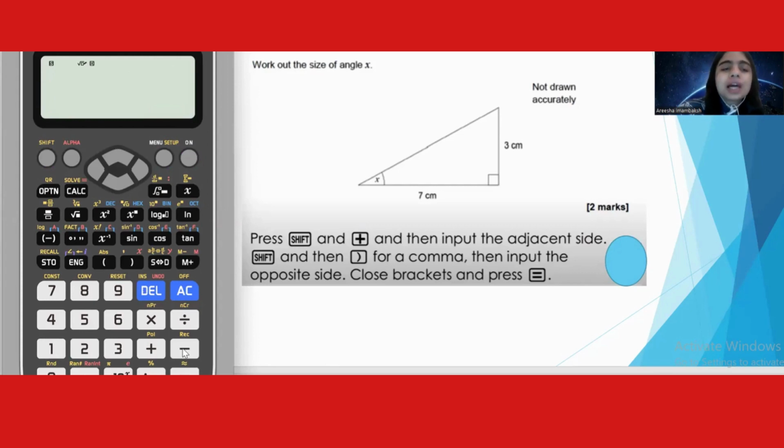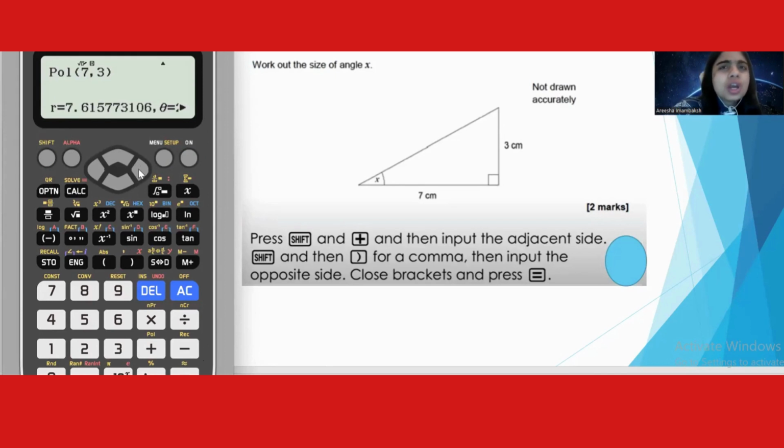Yeah, so shift plus, that is the Pol function. And first you write the adjacent in it. Adjacent is 7. And then you put a comma. And then you write your opposite. And that is how you get your answer in radians and degrees.